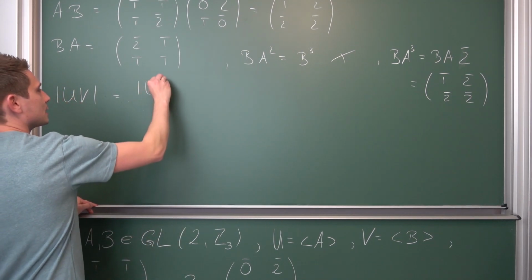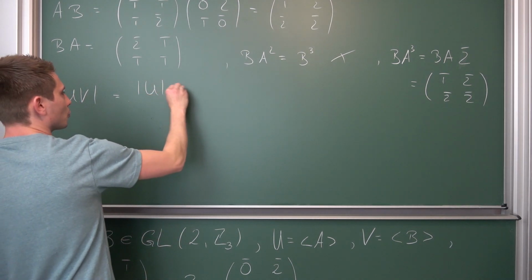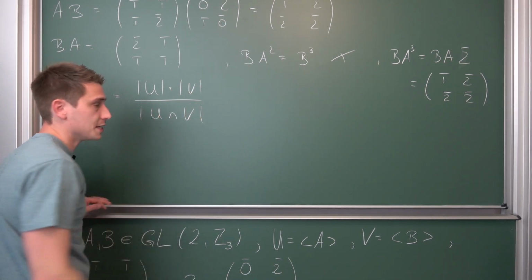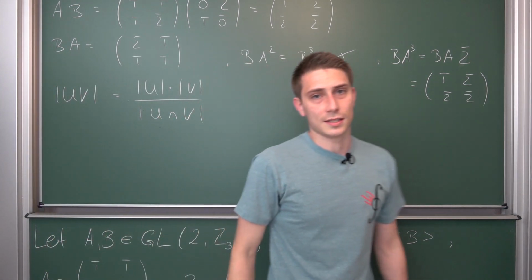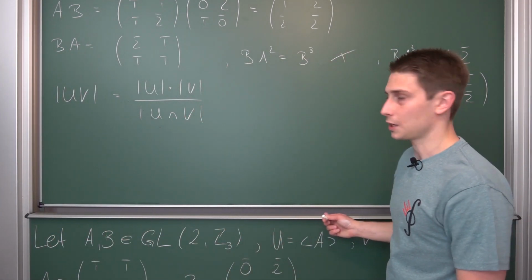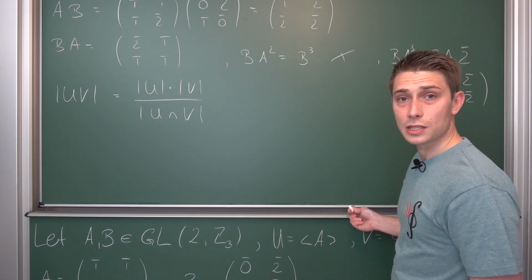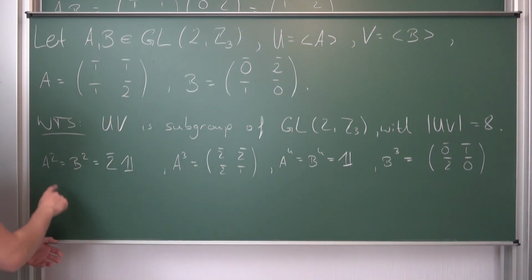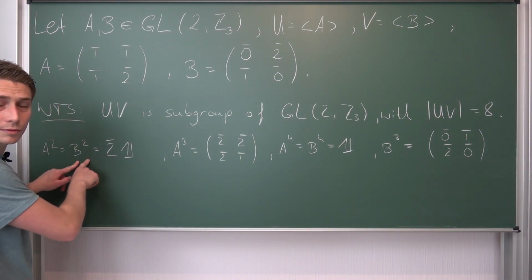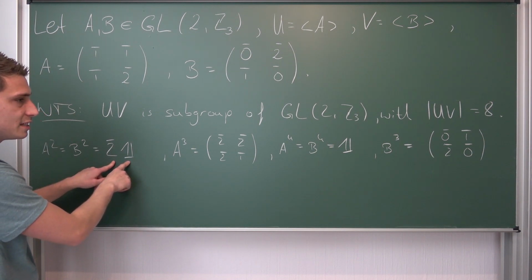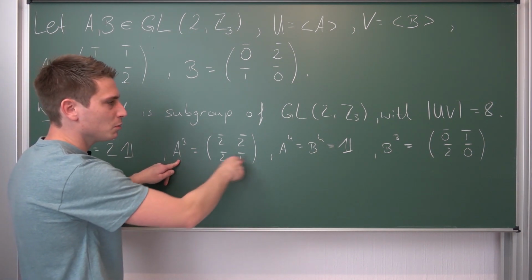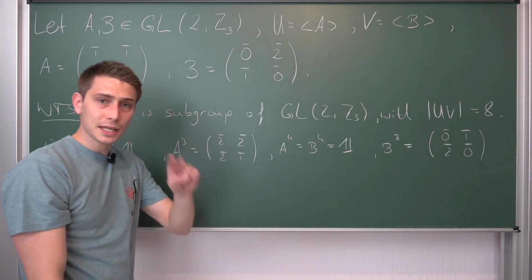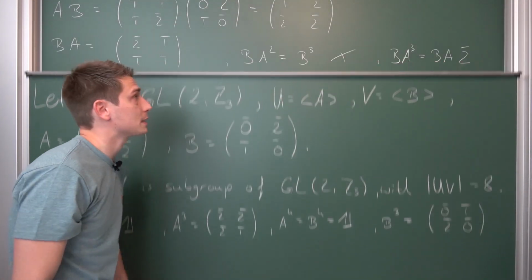The order of UV can be expressed as the order of U times the order of V, divided by the order of the intersection of U and V. Now we need to find out what the intersection of U and V looks like. What is the set exactly? Well, we just need to see which elements they have in common. At first, A squared and B squared are in common, they are 2 times the identity matrix. A to the third power can be expressed by B, not gonna happen, but we have the identity here. Meaning the order of this intersection is 2, there are 2 elements in there.